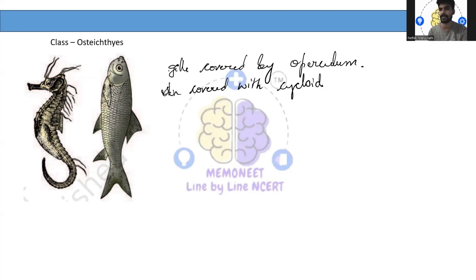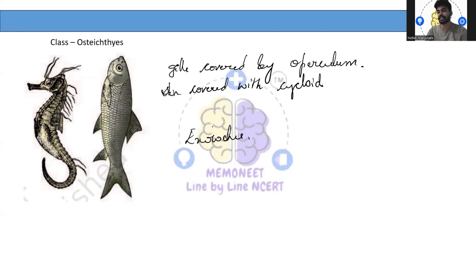For example, if you see the seahorse, the baby which emerges from the egg resembles its parents. So I can call it direct development. Examples are Exocoetus, which is nothing but the flying fish, and Hippocampus, and still many examples are there.